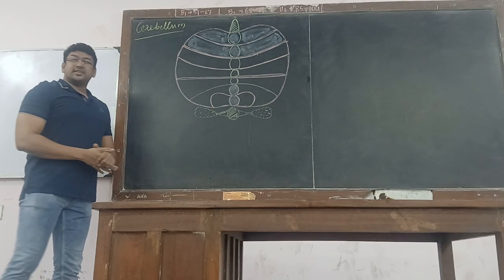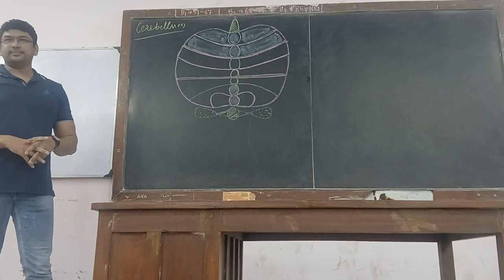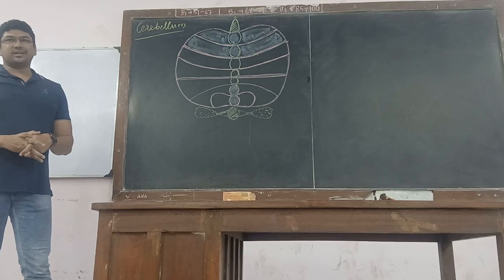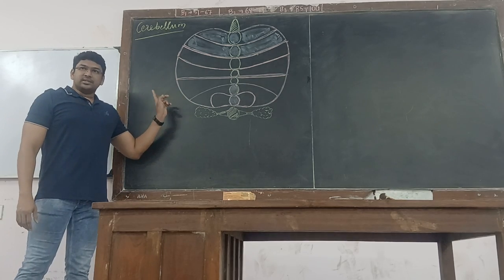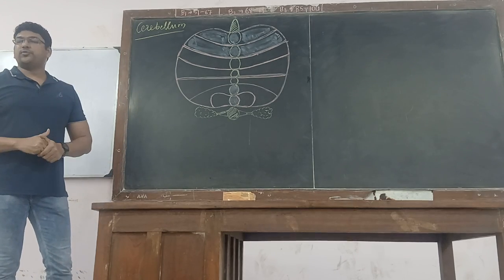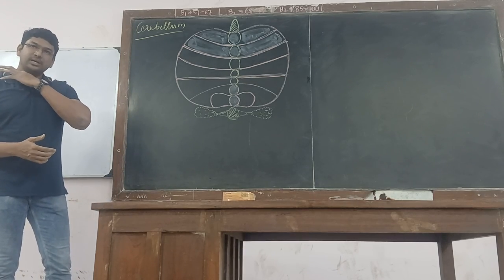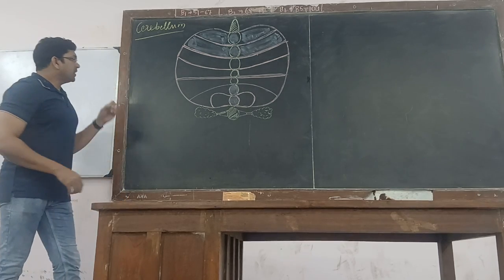So this is the cerebellum, which is located in the anterior cranial fossa. Is it not right? Posterior cranial fossa. Because it is present towards the posterior aspect, the cerebellum is present in the posterior cranial fossa, just below a fold of dura mater. What is it? Tentorium cerebelli.